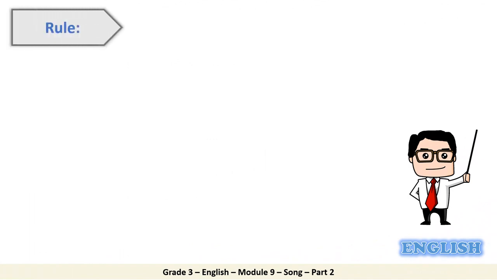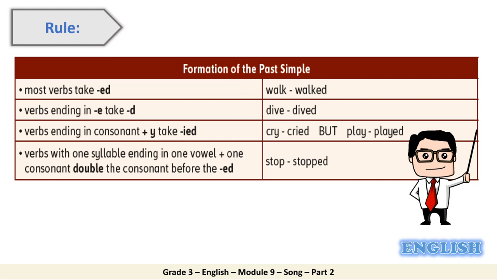Let's find out the rule together. As we have already learned in this lesson, most verbs take ed at the end in the past simple form. For example, the verb walk changes into walked. However, in the case of verbs ending in e, we only add d at the end of the verb, as we have already seen with the verb dive that changes into dived.